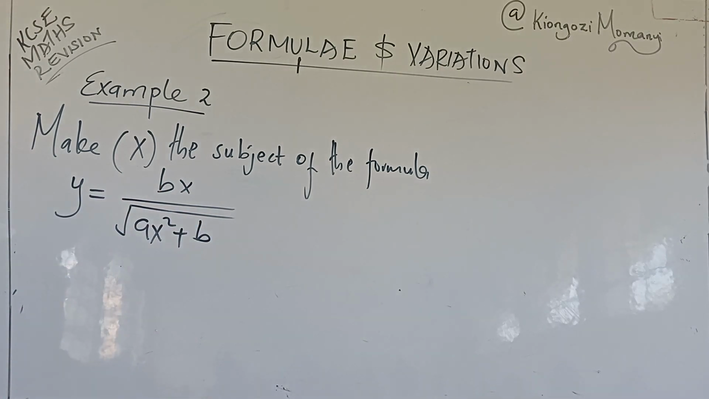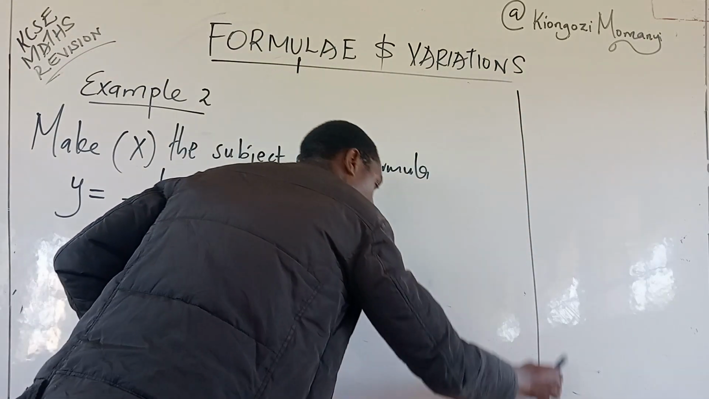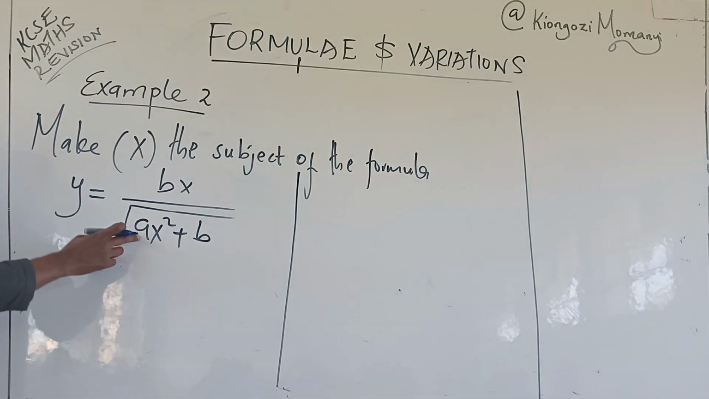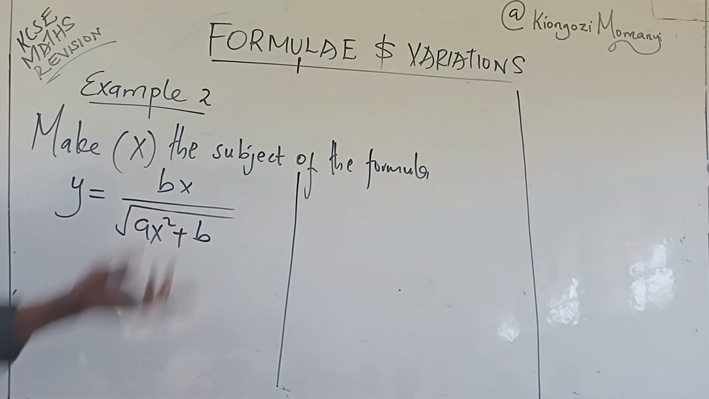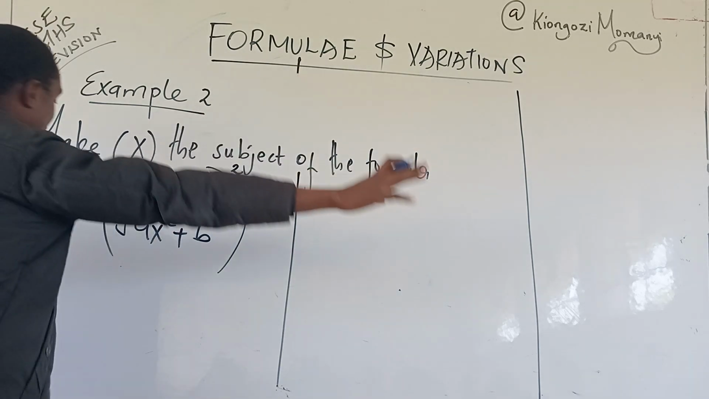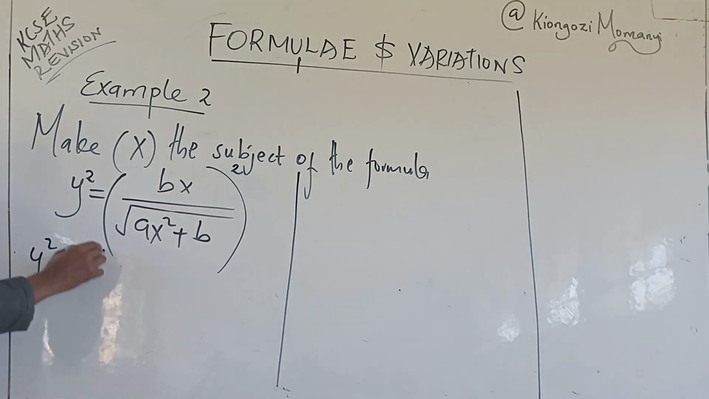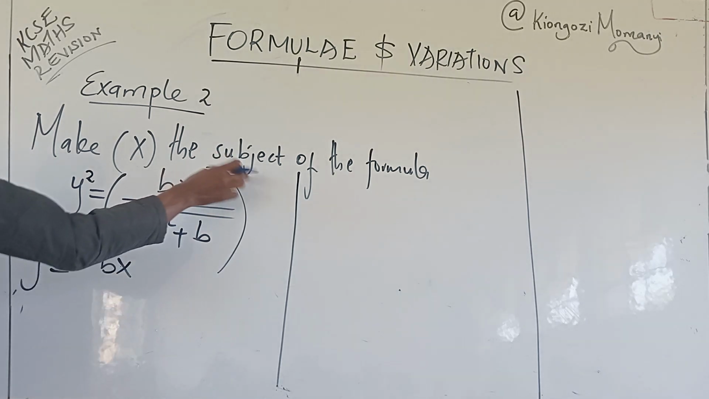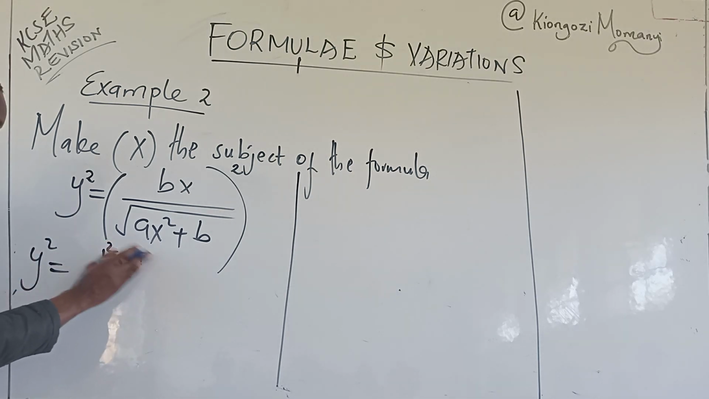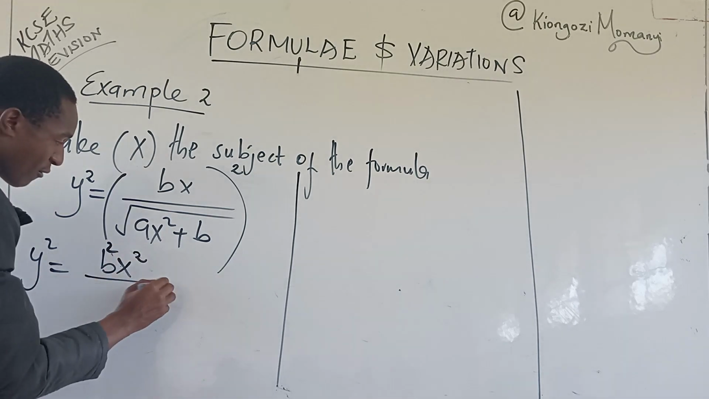So again, we follow the steps as I have told you in the first example. We want to remove this square root first. So the only thing we can do to remove the square root is square both sides. We square the right hand side, we also square the left hand side. So we have y squared is equal to bx. This one must be squared. Very good, very nice. So b squared, x squared. It's good to note that. b squared, x squared over this one.